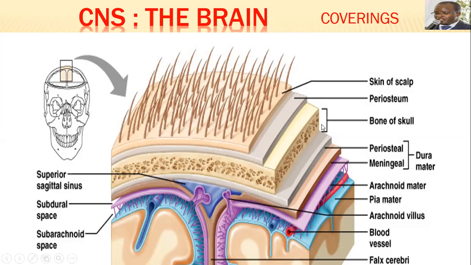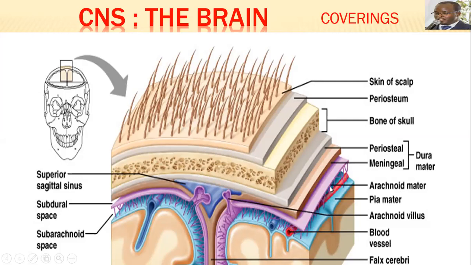Then after the cranium, we have the dura mater. Dura means tough, mater means mother. So dura mater is a tough mother. In other words, it's a tough tissue. This tough tissue is composed of a periosteal part and a meningeal part. They are separated by a tiny space, which is called the subdural space.